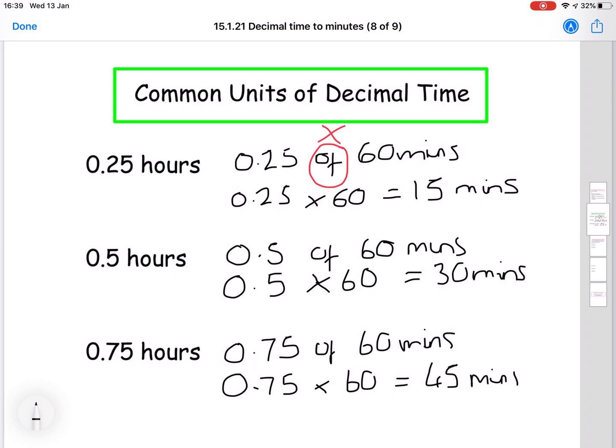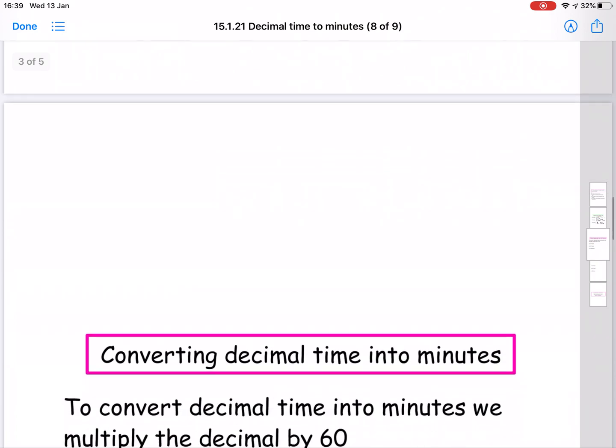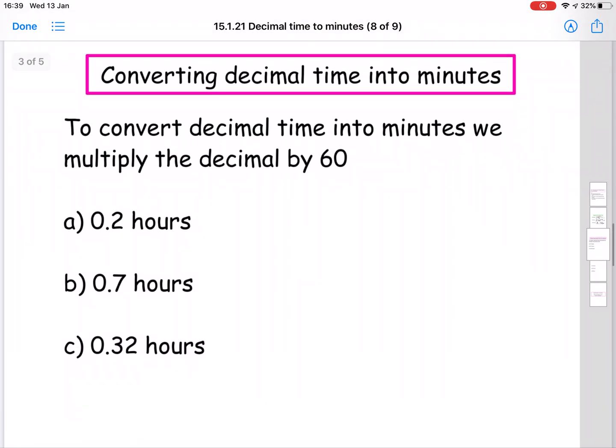So these are the same three common units that we looked at yesterday. I would like you to learn these ones so that you can just tell me 0.25 of an hour is 15 minutes, 0.5 of an hour is 30 minutes, and 0.75 of an hour is 45 minutes. Okay, so let's go on and now use this rule to look at any amount of time as a decimal and how we write that as minutes.